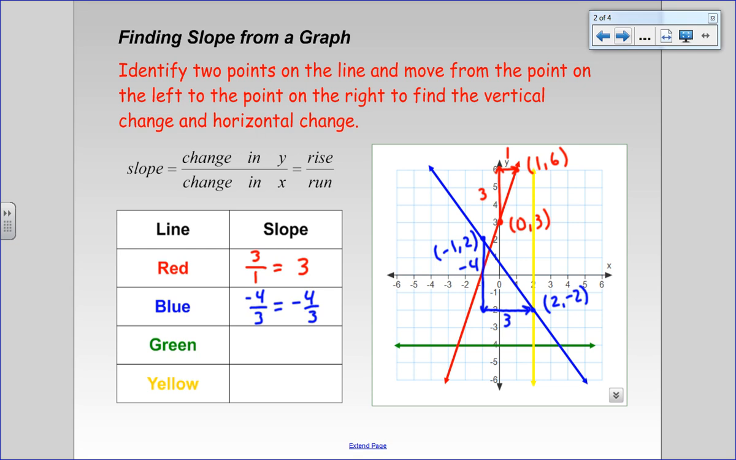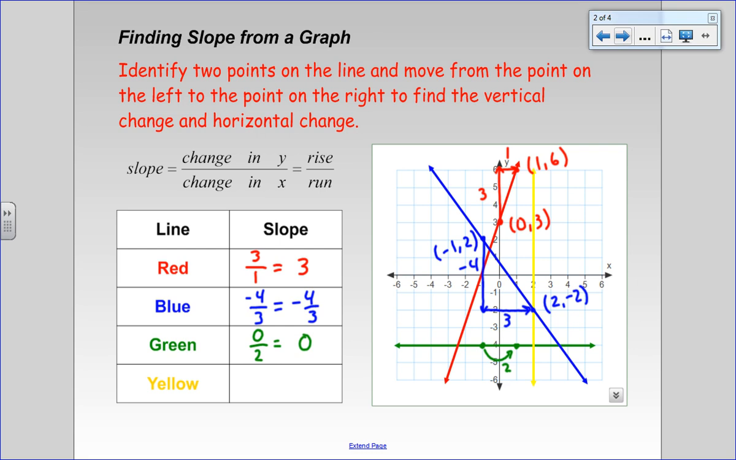Now let's move to the green line. Note that it's a horizontal line. So if we select 2 points on this horizontal line, we'll see that there is no vertical change. There's no rise between those 2 points. There is a horizontal change, in this case 2. But if there's no vertical change, the numerator of the fraction is 0. 0 divided by 2, or 0 divided by any number, is simply 0. So we can see that the slope of this green line, and in fact the slope of any horizontal line, is 0.